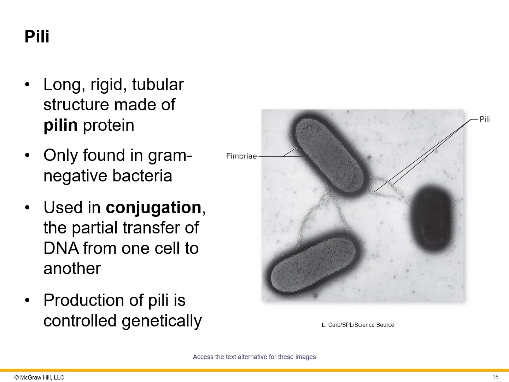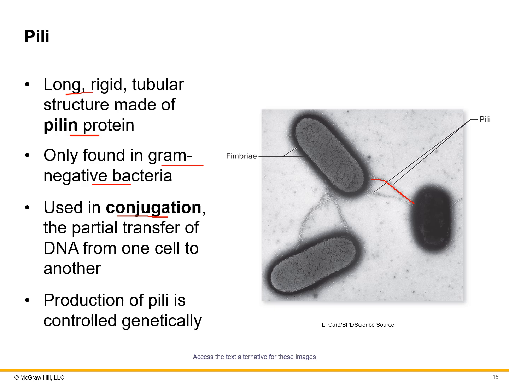Now the pili are a little bit longer than the fimbriae. They have a tube-like structure, also made up of a protein called pilin, so pili, pilin. But these are only found on gram-negative bacteria. So again, what we've been talking about is not on all organisms, only some of them, but these pili are particularly only found on gram-negative. And they can be used in what's called conjugation. We'll come back to this a little later in the semester, but that's what this is showing here, this conjugation.